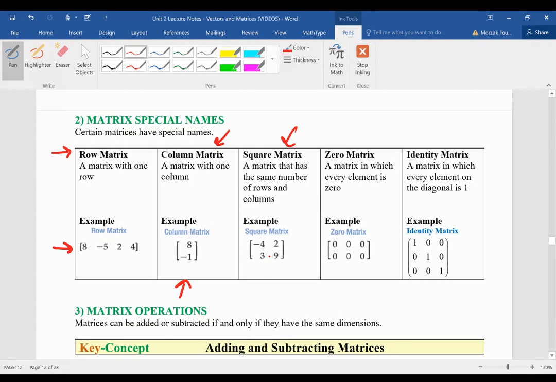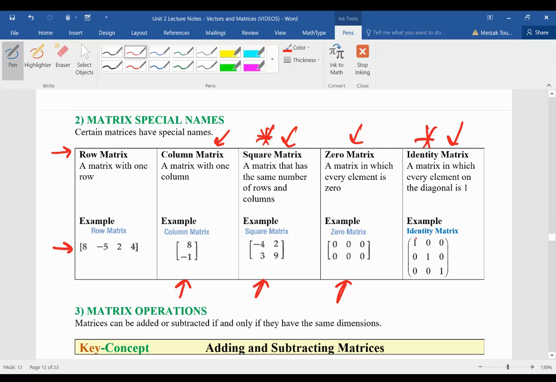So for example, this matrix here has two rows, two columns. If it has three rows, it must have three columns. Four rows, four columns. So 4 by 4, 5 by 5, 6 by 6, 7 by 7, 8 by 8, 100 by 100, and so on. And this one actually is an important one to know. Square matrix. A zero matrix is a matrix in which every element is zero. Every element is zero.